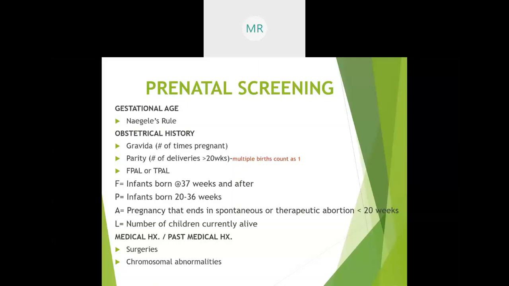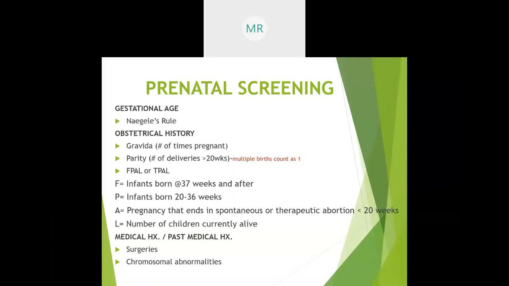After that, when we have the OB history, we explain a little bit further what's happening, and usually we'll do the FPAL, all those numbers. Let's say mom had twins. Were they full-term infants born at 37 weeks and after? No. So you're going to get full term 0, and then a P for infants born between 20 and 36 weeks.